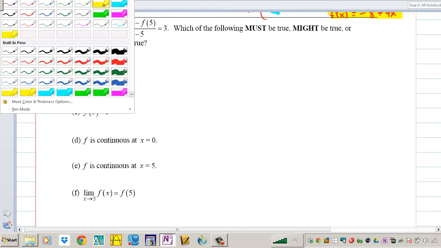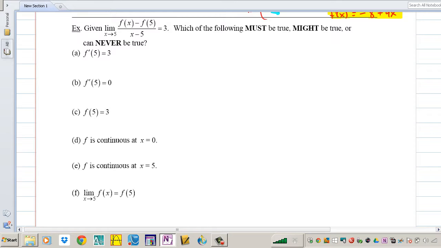So here they're giving you a question that says, given the limit as x approaches 5 of this function, which is equal to 3, which of the following must be true, might be true, or can never be true? Well, what does this function represent? What does this limit represent?